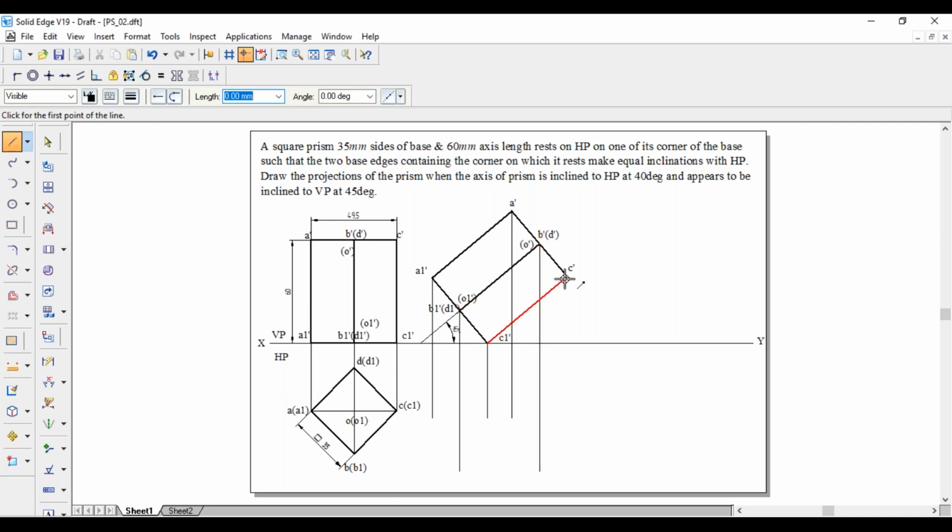So D and D1, D1 we will get here, and D we will get here. Similarly, B and B1, B1 we will get here, and B will be at this point. A1, C1, all are on the same line. A1, C1, A, C.